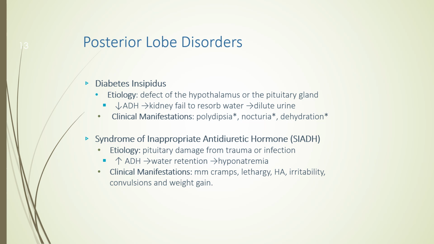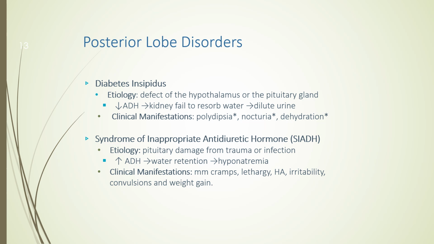Posterior lobe disorders include diabetes insipidus, which is a rare disorder due to lack of antidiuretic hormone. This can result from damage to the hypothalamus, neurohypophyseal tract, or the posterior pituitary gland. Without adequate antidiuretic hormone, the kidneys cannot properly absorb water, leading to excessive production of dilute urine.